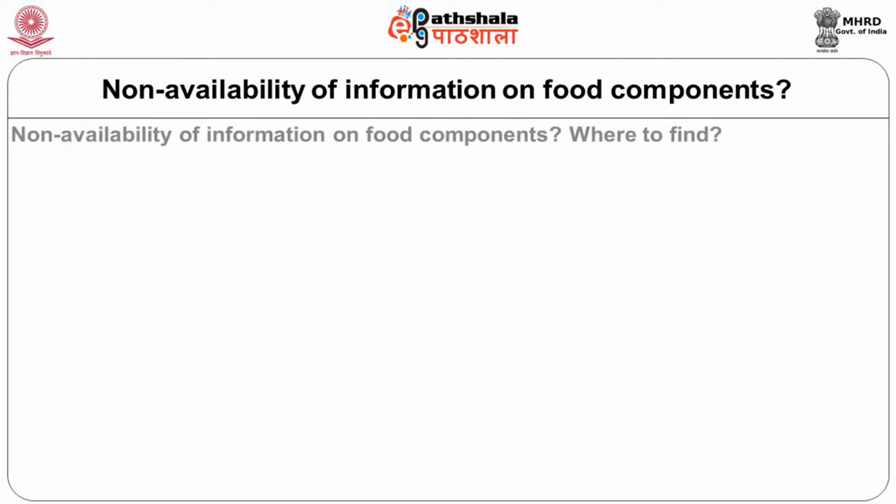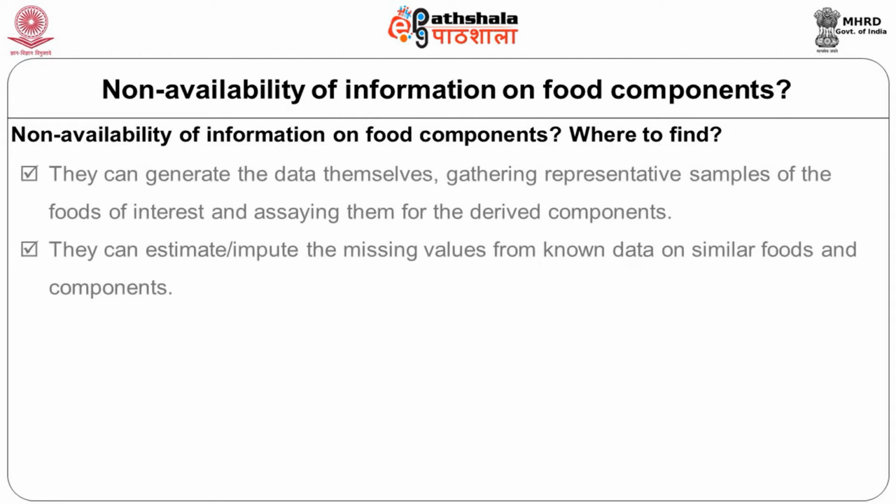So, when you are looking at the food composition databases, suppose you could not find some of the nutrients. For such non-availability of information on food components, where to find it? Users with specific needs have two options. One, they can generate the data themselves, gathering representative samples of the foods of interest and assaying them for the derived components. Or they can estimate or impute the missing values from known data on similar foods and components.